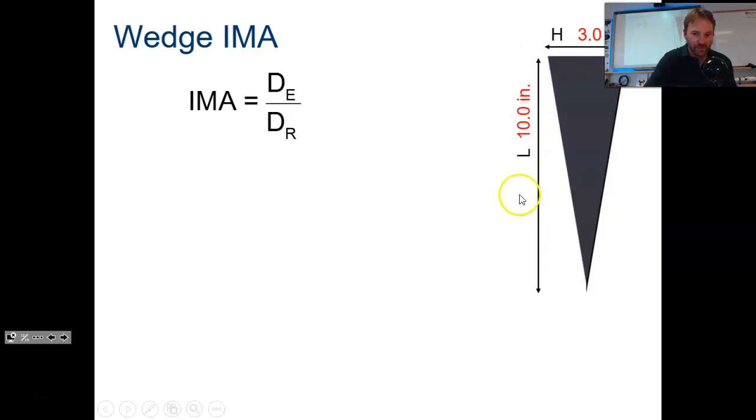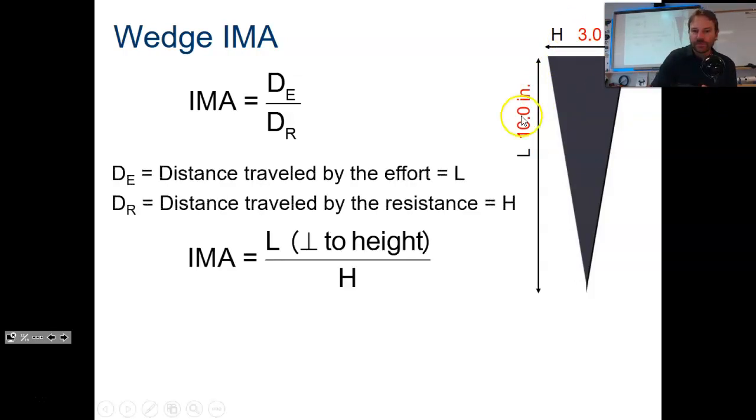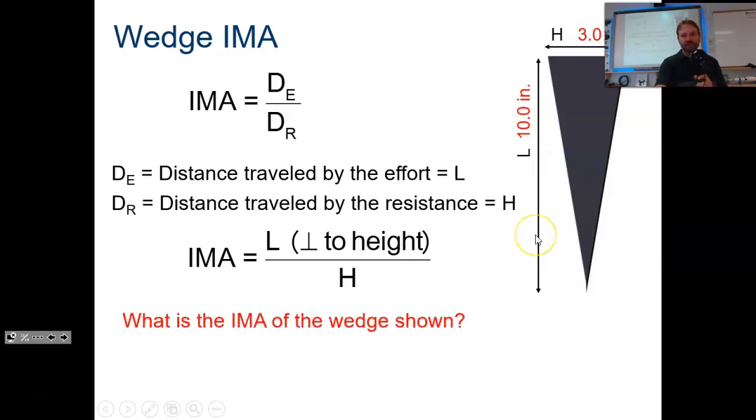So here's the effort force, right? You're driving the wedge into something. And then what happens is it's opening it up, and that's the resistance. So in this case, the effort force is 10. It's the long one. I mean, again, your wedge can be different shapes, so it's not necessarily always the longest one, but when you drive your wedge in, when you pound it, that's the distance of your effort right there.